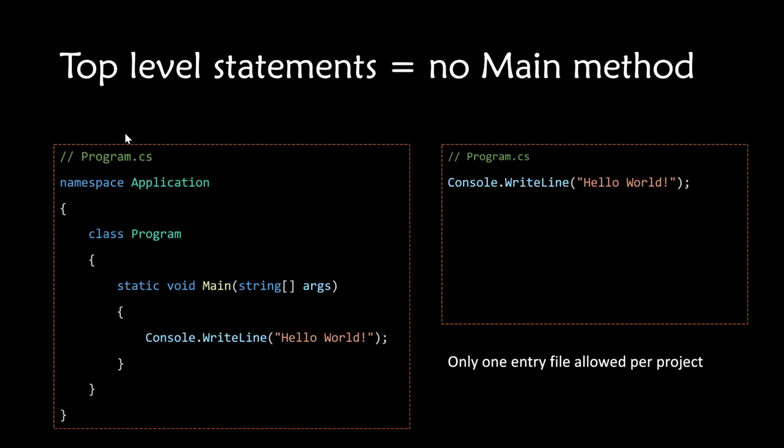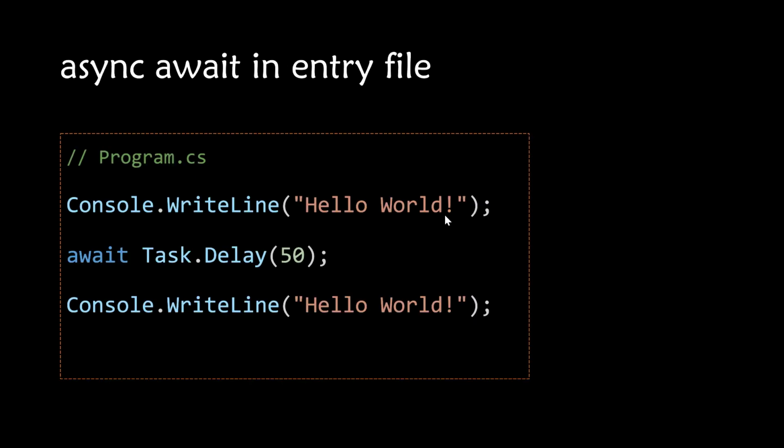In the previous approach without top level statements, if I wanted to write some async await code, I could have just declared this as an async method and I can await some actions here in this Main method. How can I do this in the file with top level statements? Since it's a special file, you can write await directly and it is not wrong.